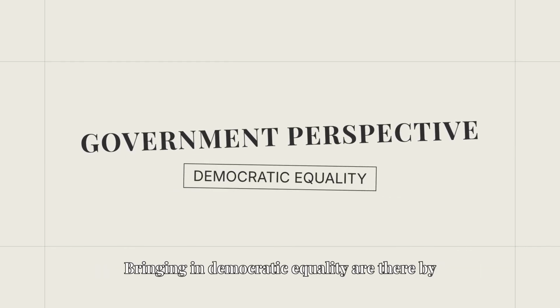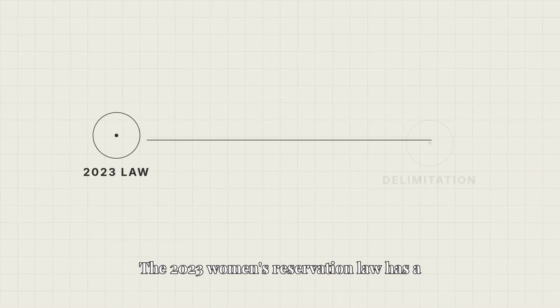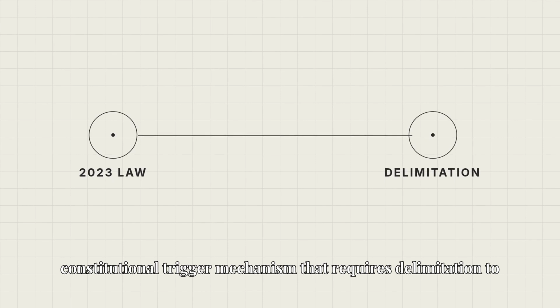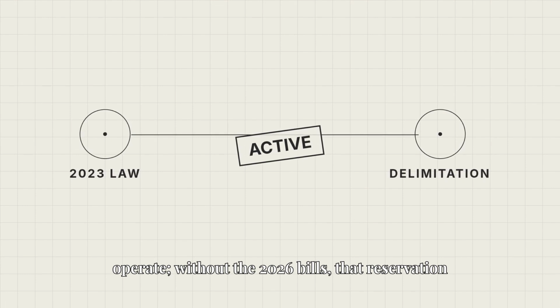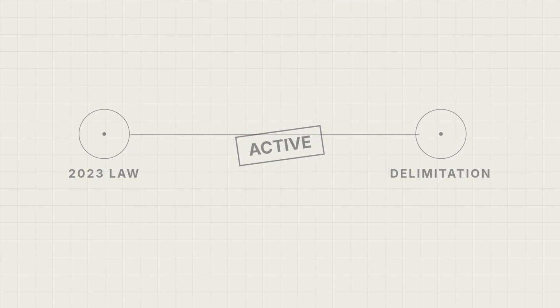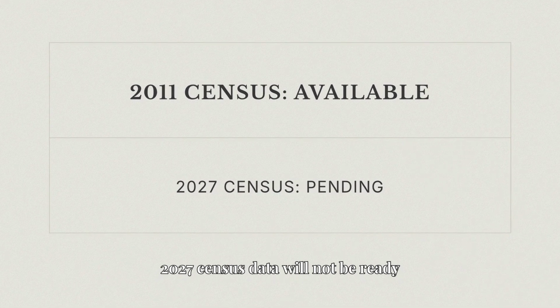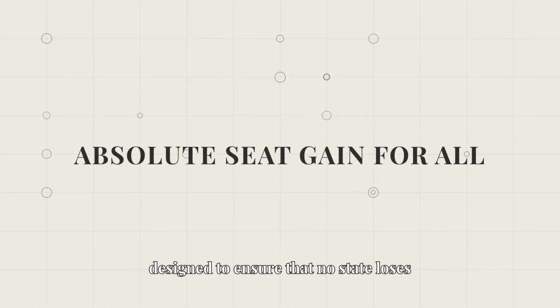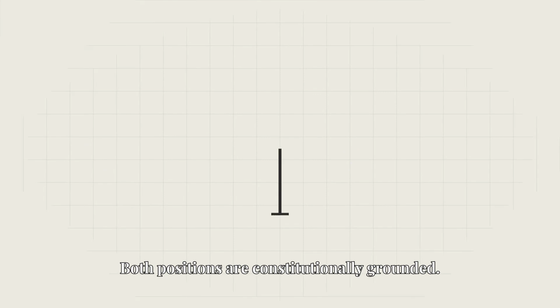The government's counter-arguments are equally factual in their basis, bringing in democratic equality and thereby reducing disparity. The 2023 Women's Reservation Law has a constitutional trigger mechanism that requires delimitation to operate. Without the 2026 bills, that reservation cannot apply to the 2029 elections. The 2011 census, while older, is the only published national population data available. The 2027 census data will not be ready in time. And the expanded 850-seat House was specifically designed to ensure that no state loses seats in absolute terms. Every state would gain. Both positions are constitutionally grounded.